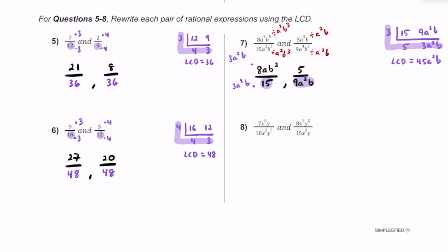Now for our other denominator, we have to multiply this 9a squared b times 5. So let's go ahead and write this. Got to multiply by 5 and multiply by 5. So how are we going to write these new fractions?